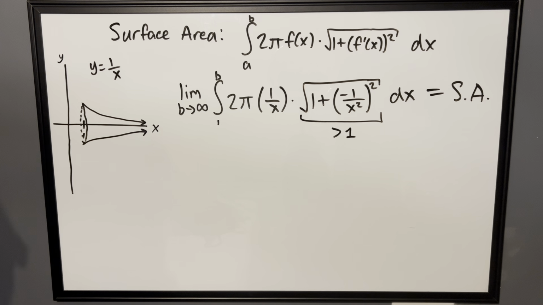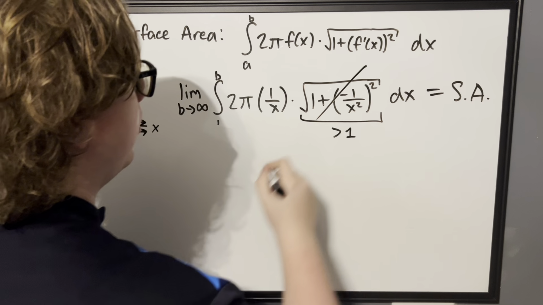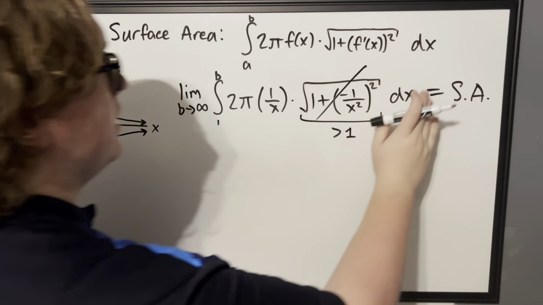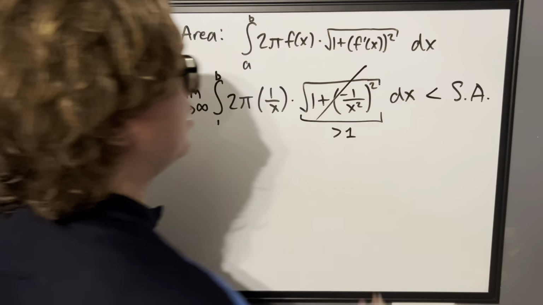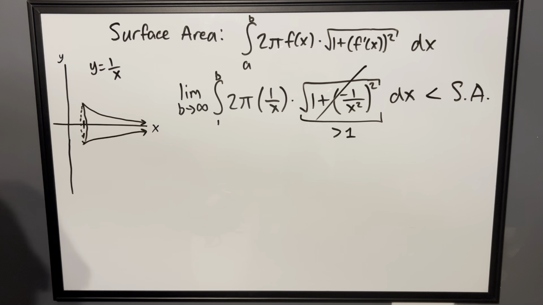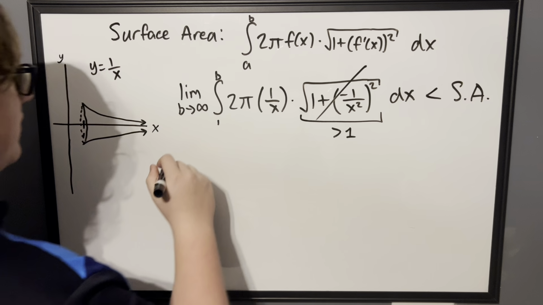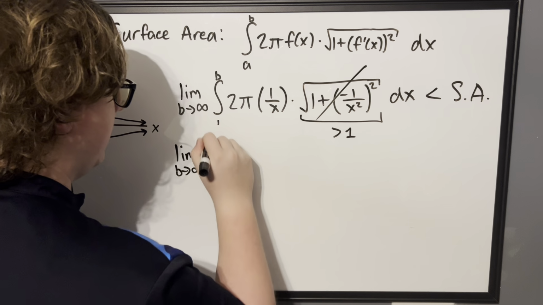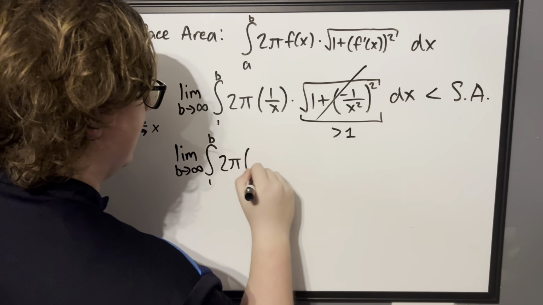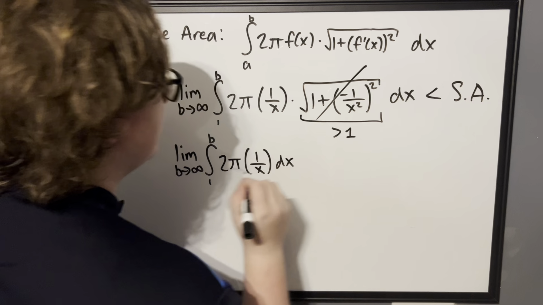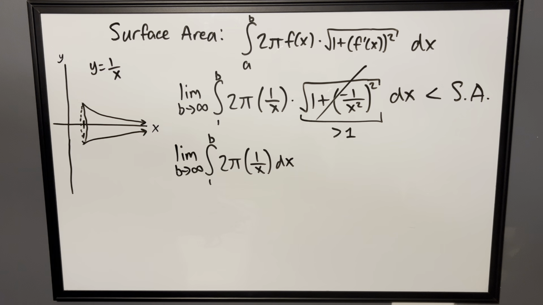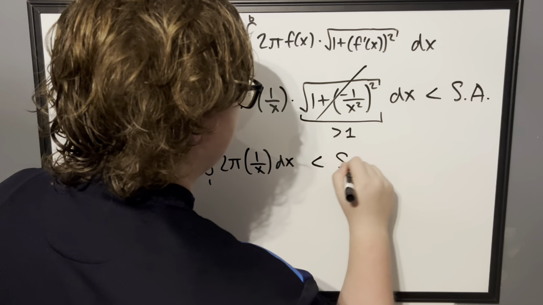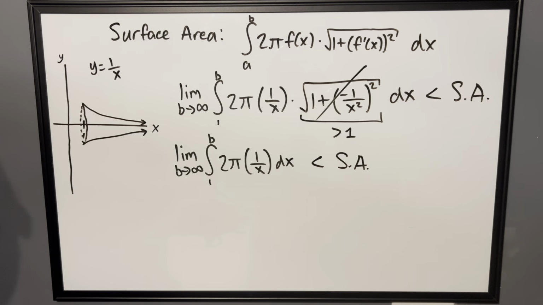Now, because we know that, we can actually get rid of this whole term and just say that our new integral is less than the surface area of A, because we're taking away a positive term. So we know that it's always going to be less than the surface area. So we can rewrite this as the limit as b goes to infinity of the integral from 1 to b of 2 pi times 1 over x dx. Just completely getting rid of that term, that way we don't have to deal with it. Now, we know that this term is going to be less than the surface area of Gabriel's horn.